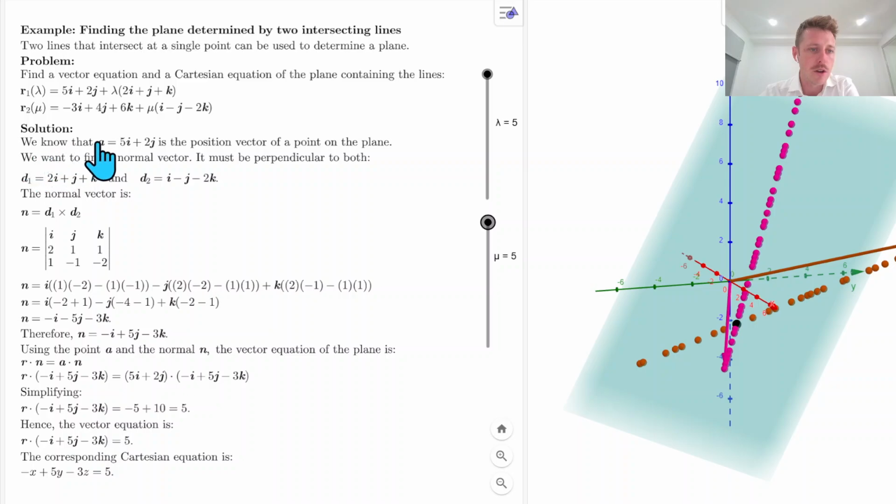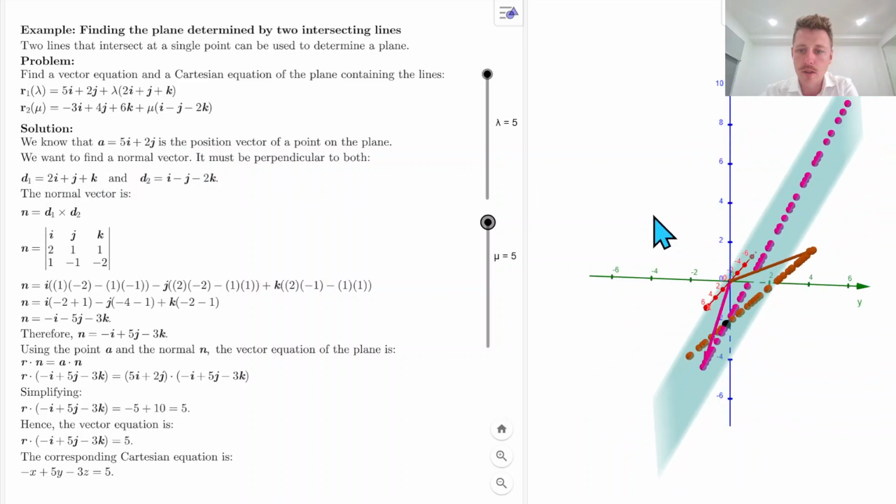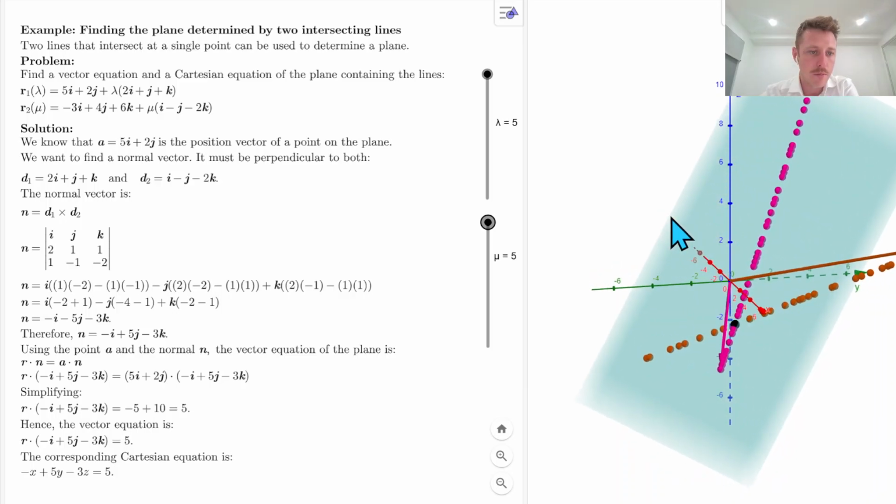Okay, the solution, we know that a point on the plane must be 5i plus 2j, because this is a point on the first line, right? Remember, this part gives us the gradient, this part defines a point on the line when lambda is 0. So if lambda goes to 0, this whole thing disappears, and we know that 5i plus 2j must sit on the first line. Okay, and we want to find a normal vector, so it must be perpendicular to both.